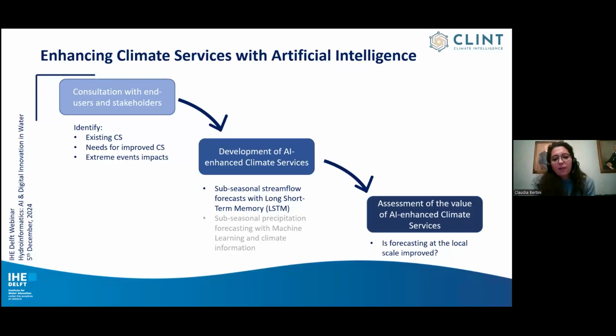Then, based on this information, we try to develop machine learning or AI models in general to improve the forecasting. For today, I will show you some results about the subseasonal streamflow forecast with long short-term memory models. And finally, we assess the value of these AI-enhanced climate services. So we want to see if the forecasting at the local scale is actually improved or not.